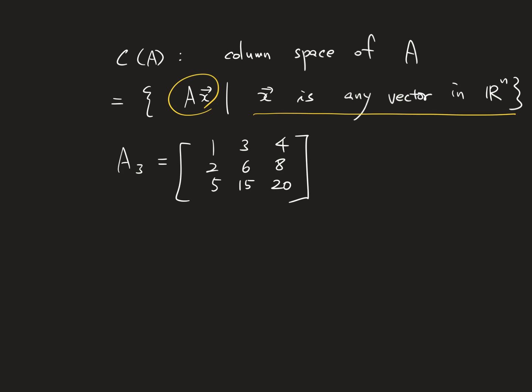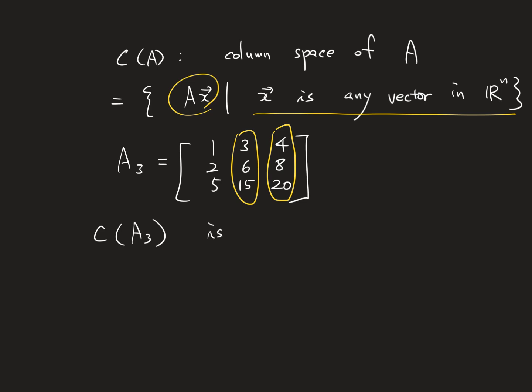You see that in A3, the second column is just 3 times the first vector, and the third column is just 4 times the first column vector. They're just multiples of the first column vector. And what is the column space of A3?